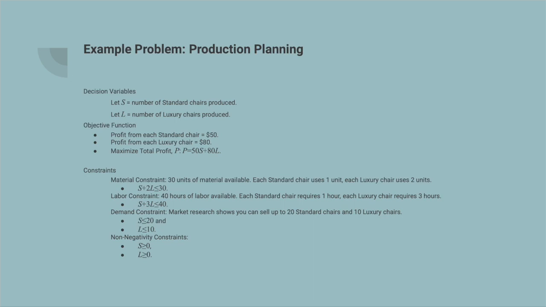The third constraint is the demand constraint. Market research shows you can sell up to 420 standard chairs and 10 luxury chairs. So S should be less than or equal to 20 and L should be less than or equal to 10. And lastly, we're going to have the non-negativity constraint. Since we can't have negative chairs, S and L should be greater than or equal to 0.